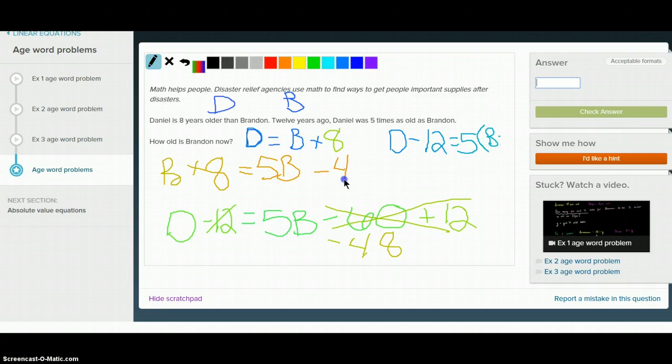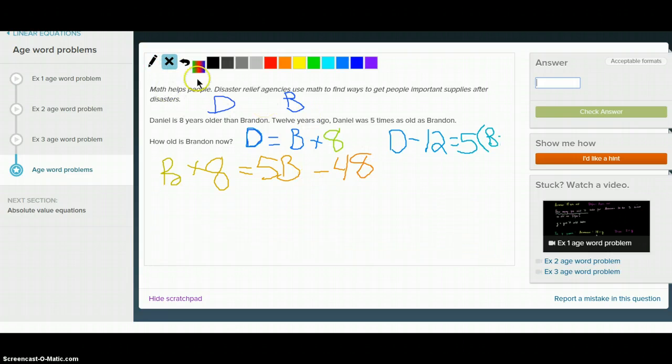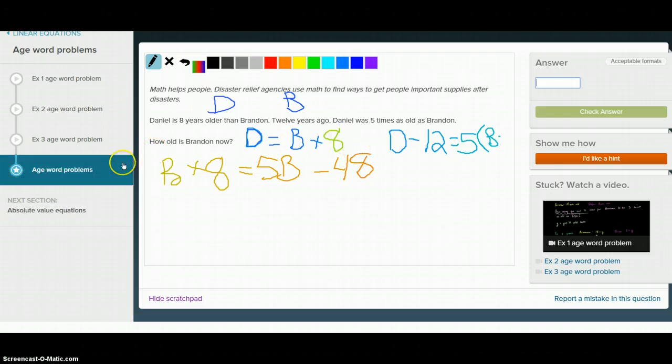$5B minus 48. Alright, and maybe by now you see where this is going. Maybe not. Okay, so we're going to start right here now. We're going to get the B's all together so we can find Brandon's age. And then we're going to get all the constant numbers by themselves. And I usually like to have my B's constant, or my variable constant.